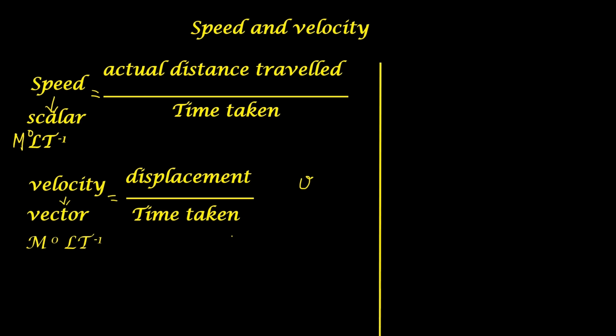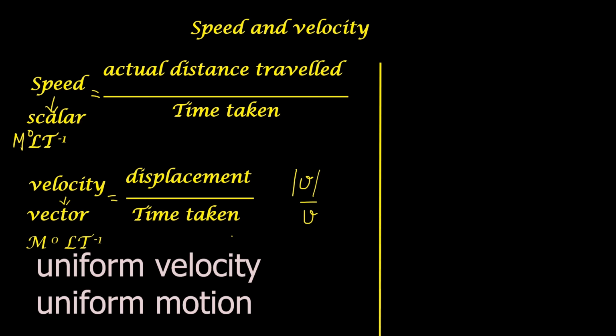V for velocity. If you put two lines on either side, then we mean magnitude of velocity. If we represent a line or arrow above the letter, then we mean it is a vector. If it undergoes equal displacement in equal intervals of time, it is uniform velocity. Then we also say that it is uniform motion.